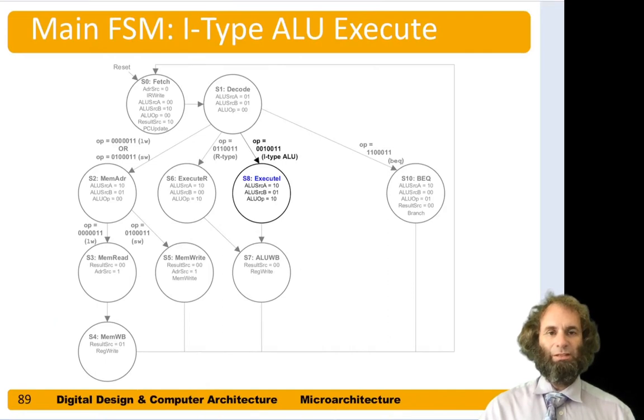So suppose we wanted to handle add immediate, or in fact any type of I-type ALU instruction. So and immediate, or immediate, etc. We look at the op field. If it's got this value, then it's an I-type ALU instruction. And if it is, we want to execute it very much the same as the R-type, except the second source should come from the immediate rather than from the second register.